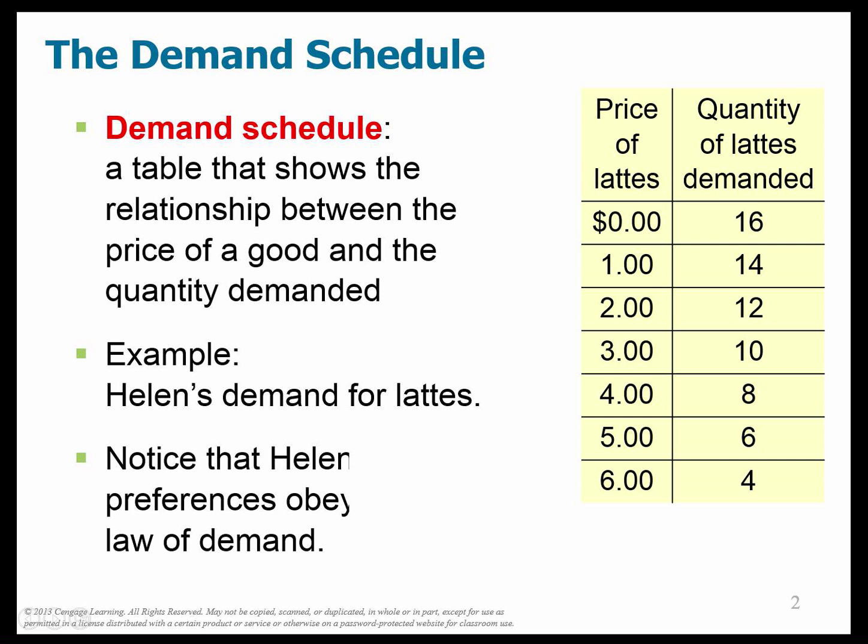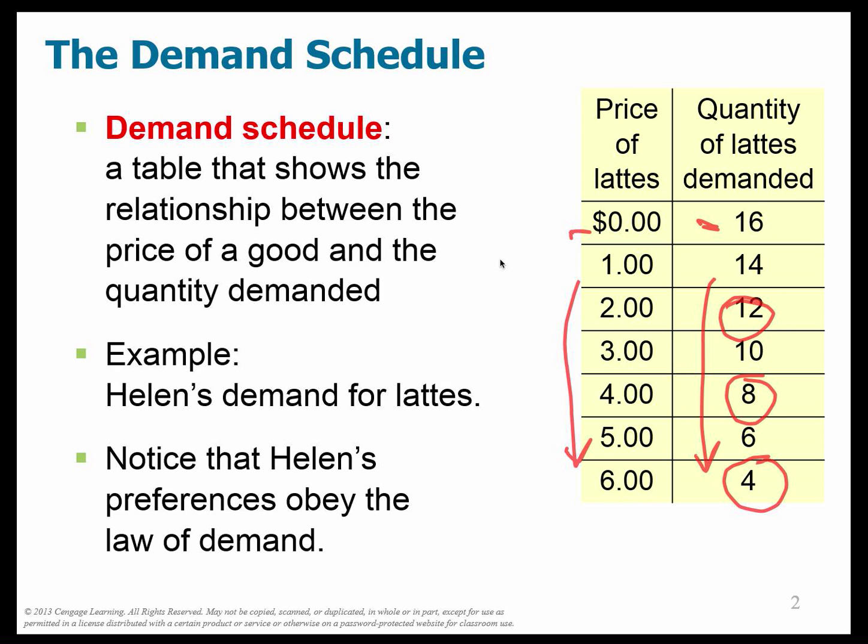Demand schedule. So here's the demand schedule for the quantity of lattes that this one person wants. As you see, it obeys the law of demand. If they're free, then we want a lot of lattes, and as the price goes up, you see the number of lattes demanded goes down. These individual numbers here are the quantity demanded, okay? She demands 8 lattes at $4. She demands 12 lattes at $2.